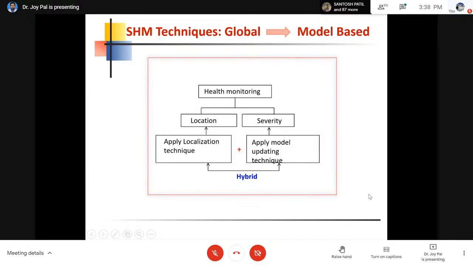I am not going to show you the hybrid techniques, because if you understand the application of the localization technique, and you know the model updating technique separately, then you can easily understand what a hybrid technique is. So I am now going to show you how the severity of the damage can be identified using this finite element model updating technique.